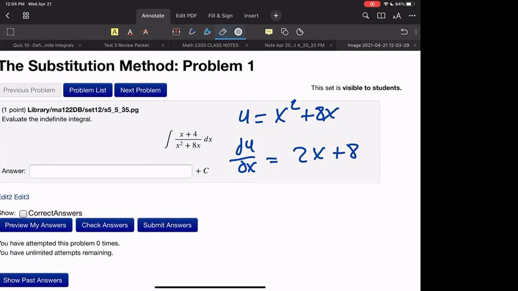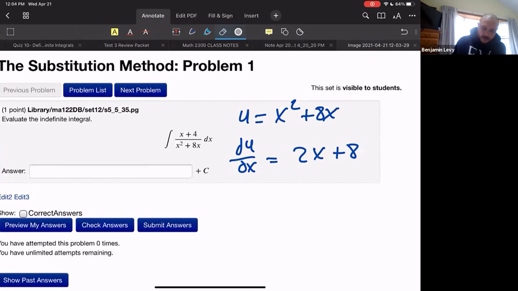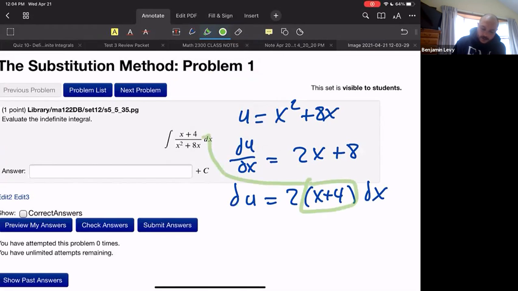Then you'd have to divide that by 2. Yeah, or factor 2 out, if you will. How's that look? That's nice because x plus 4 is in there. And not just the x plus 4, the x plus 4 dx. I should have circled that whole thing, and we're going to be able to replace that whole thing there.